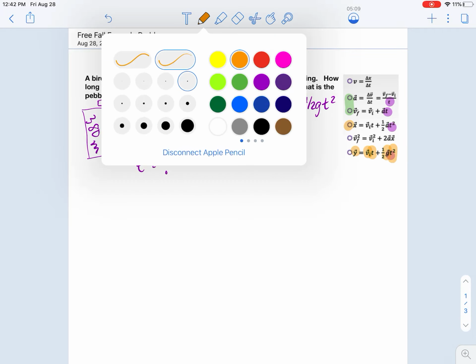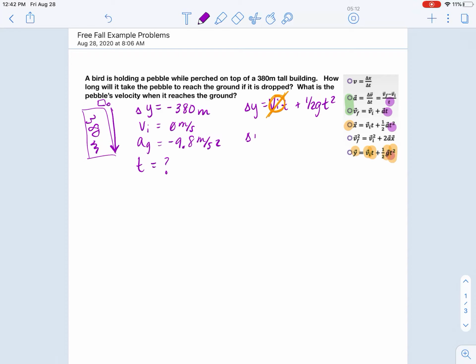So I am going to choose to work with the equation delta y is equal to 1/2 g t squared as my simplified version that I'm going to actually plug my numbers into. Okay, so this time around, I'm going to go ahead and plug my numbers in first, and then I will demonstrate how the algebra should look. Again, remember, eventually you will need to do your algebra without the numbers in place. So I have a negative 380 equals 1/2 of negative 9.8 times t squared. And t is what I am looking for. So this is going to simplify.